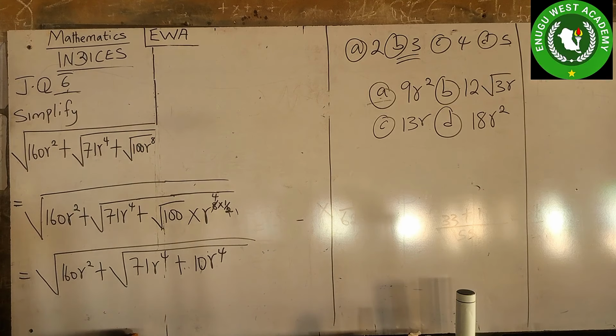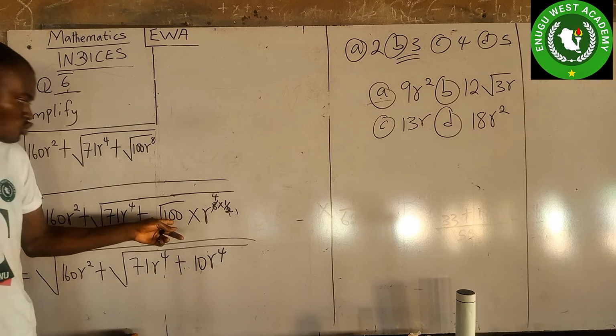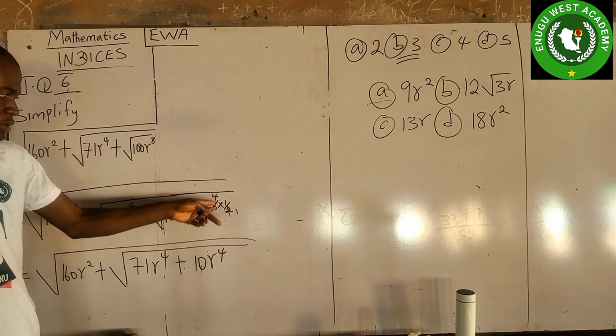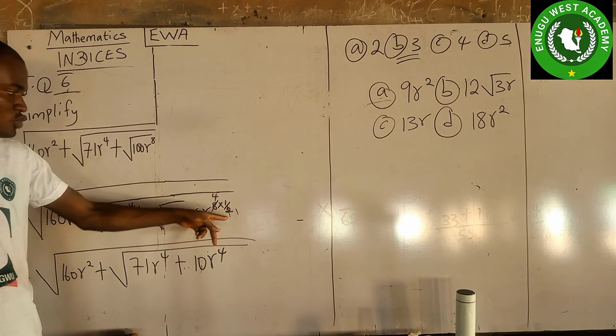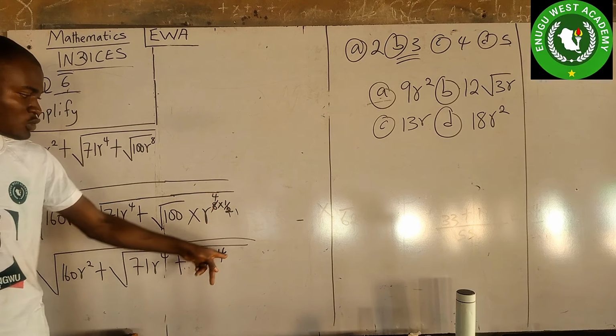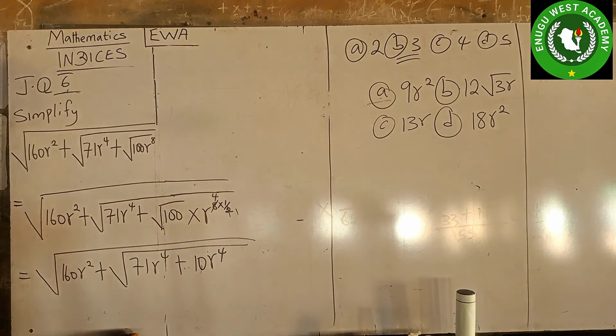We're going to have what? R raised to power 4. Remember, square root 100 will give us 10. Then r raised to power 8 times 1 over 2. 2 can cancel 8, giving us what? 4. We're going to have r raised to power 4.